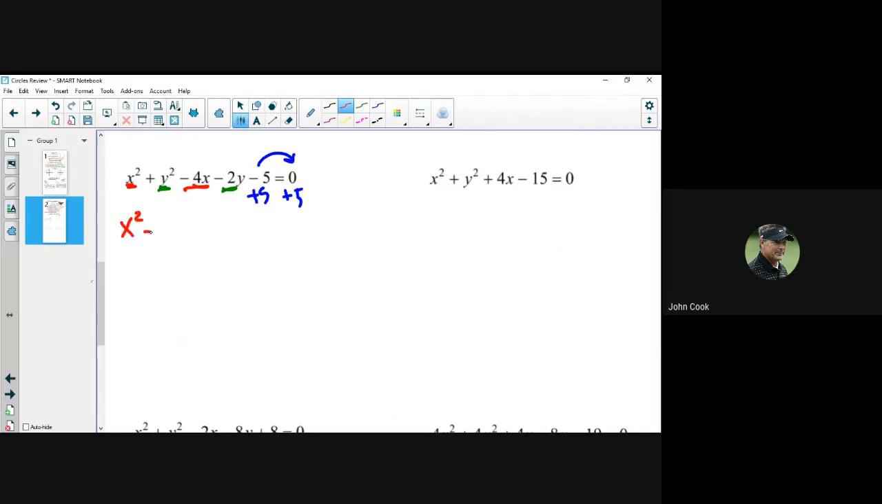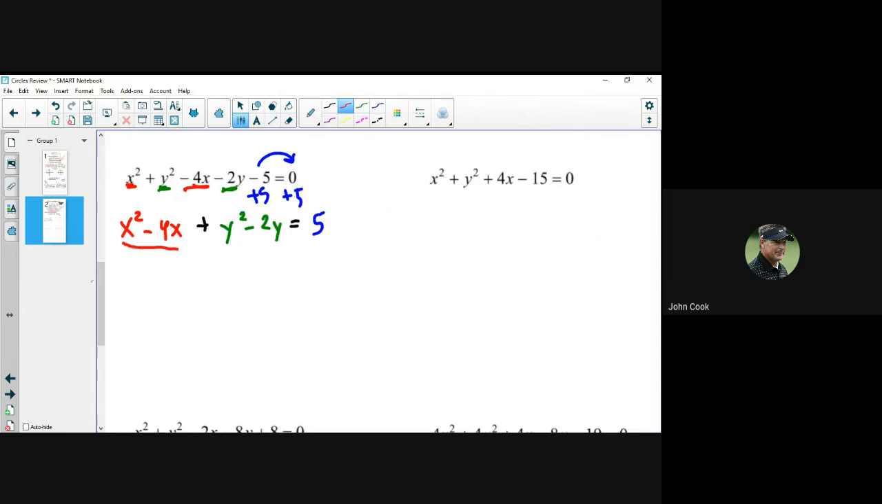X squared minus 4x plus, and then I got my y values, which is going to be y squared minus 2y. And then I move that 5 over to the other side. So all that's equal to 5. Okay, here we go. Ready? We're going to complete the square on this first.